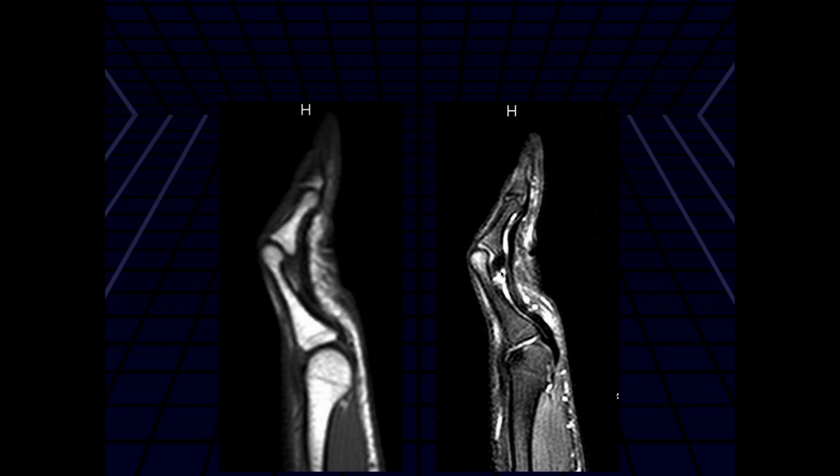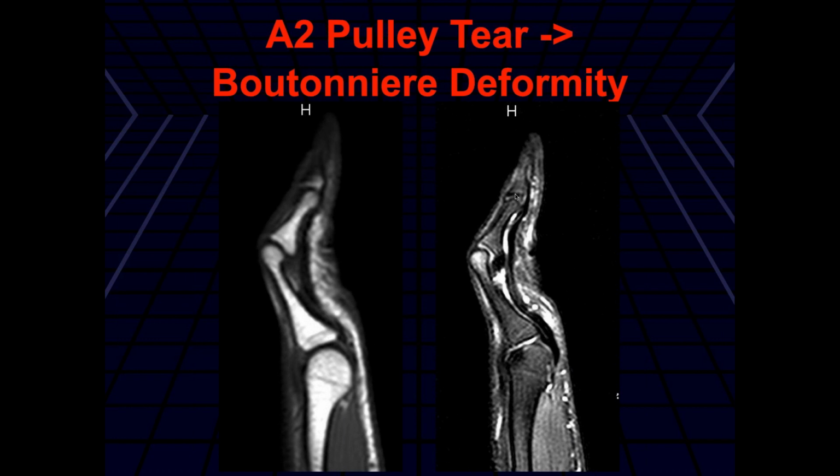With some subluxation of the middle phalanx going forward. So see how you get flexion. Notice you get flexion at the proximal interphalangeal joint. You get a little bit of extension at the distal interphalangeal joint with this, and this is a classic boutonniere type deformity.